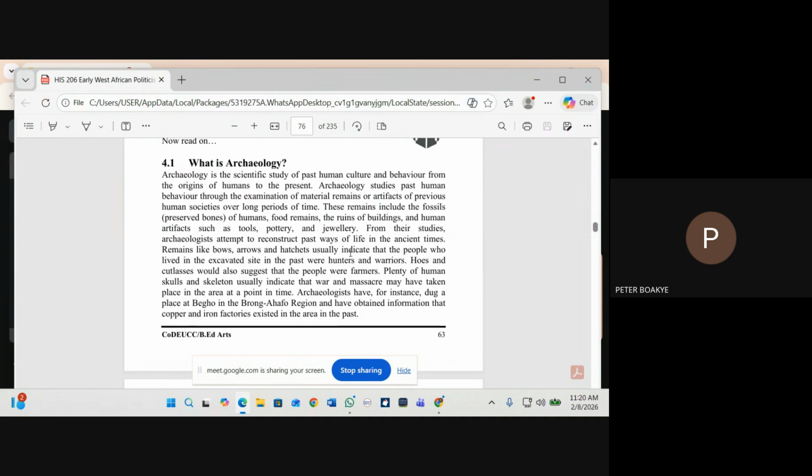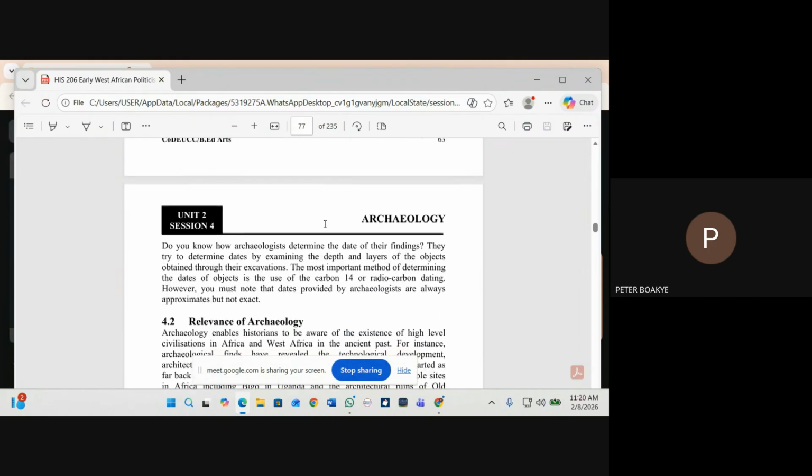Okay, so remains like bows, arrows, and hatchets usually indicate that the people who lived in the excavated site in the past were hunters and warriors. Hoes and cutlasses would demonstrate that they were farmers. Plenty of human skulls and skeletons usually indicate that war and massacre might have taken place. So we have an idea of all this through archaeology.